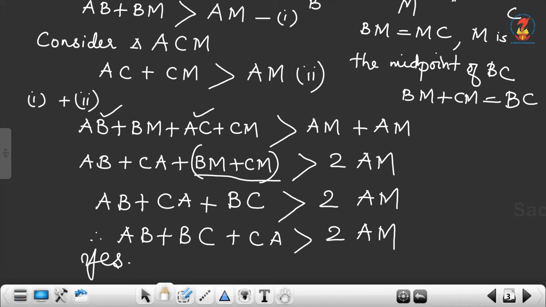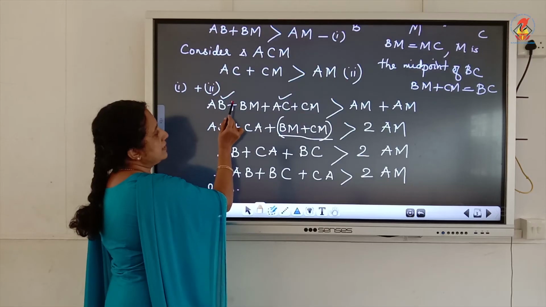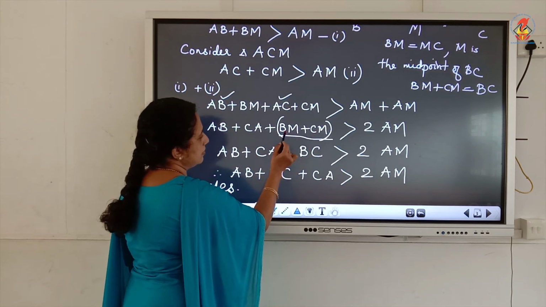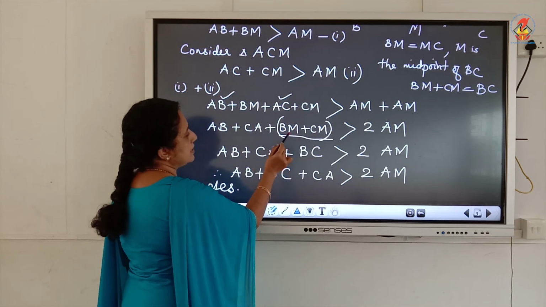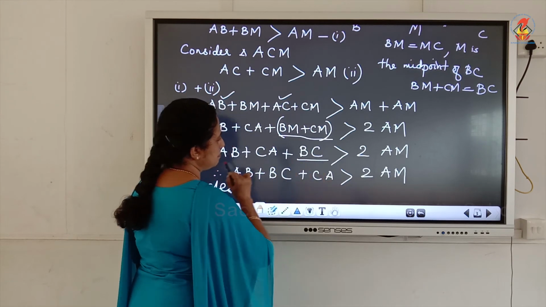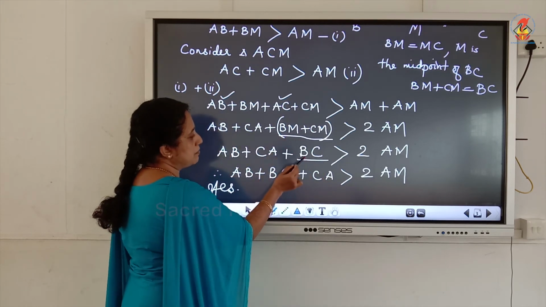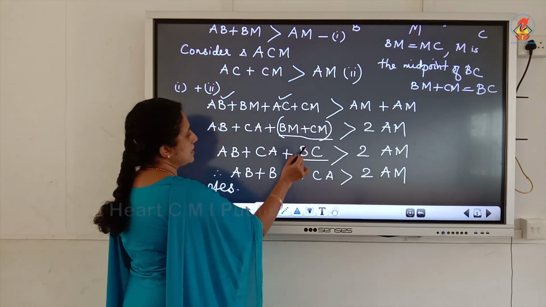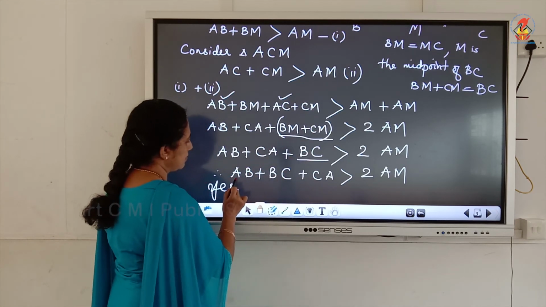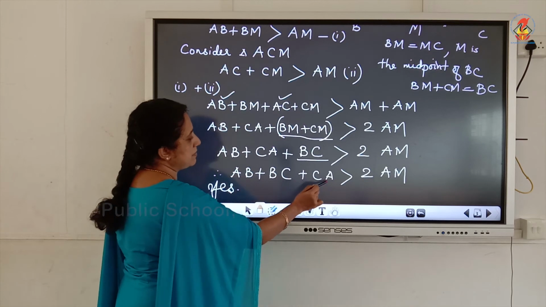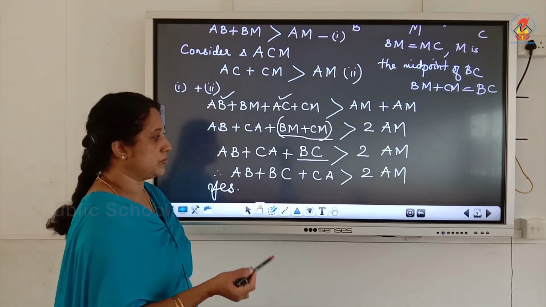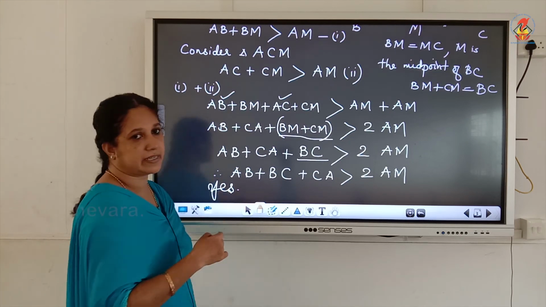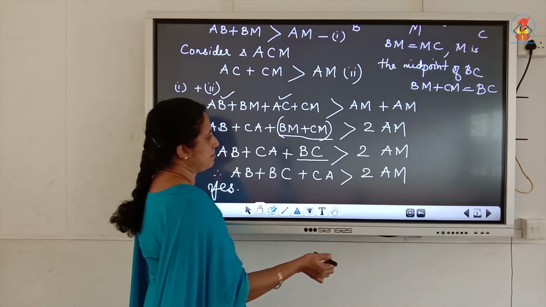Now write down the two inequalities, after that you have to add them. When you are adding BM and CM, you have to take them in one group, and you can see that BM plus CM is equal to BC, because M is the midpoint of the side BC. Therefore BM plus CM we can write as BC. Therefore lastly AB plus BC plus CA is greater than 2 times AM. So is it possible? We can write down the answer as yes.